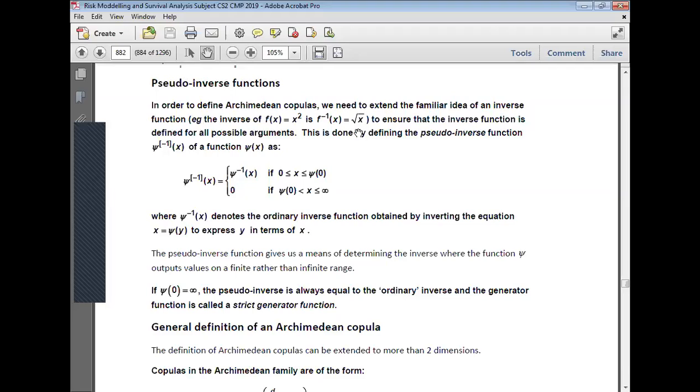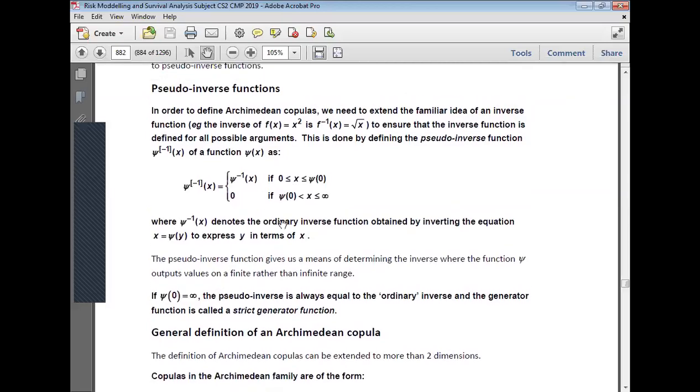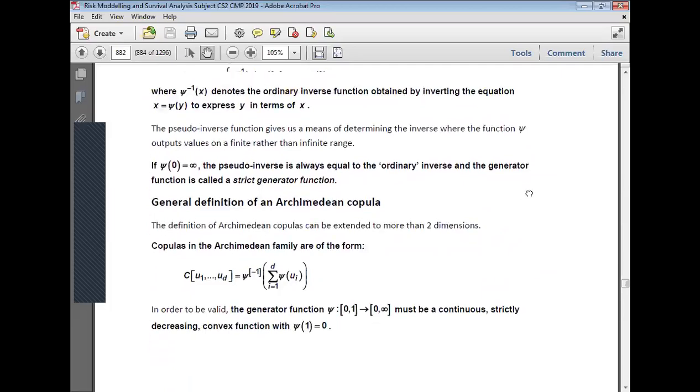So what happens is sometimes you want to define this inverse in such a manner that it takes the value of the original inverse if your x is between 0 and psi of 0. So psi of 0 is, let's say, the minimum value, and then you have a 0 here for these. So this is just like an ordinary inverse function. But for all those values where the inverse does not exist, you just assign it a value of 0. That's it, nothing much. So I guess that is all you have.